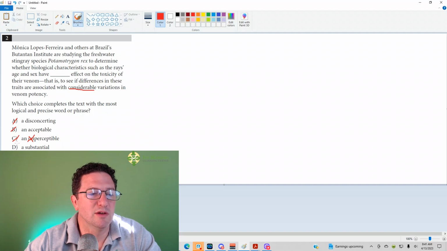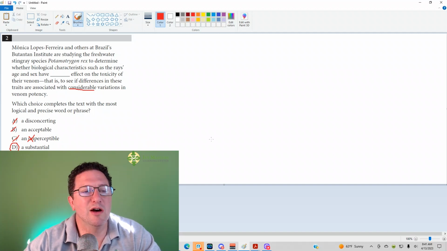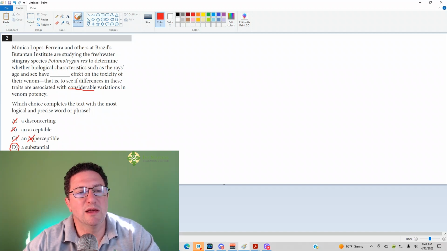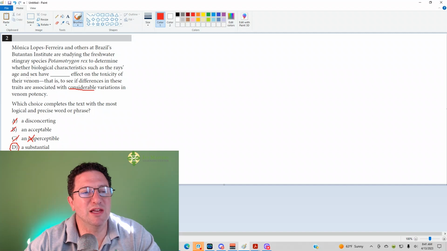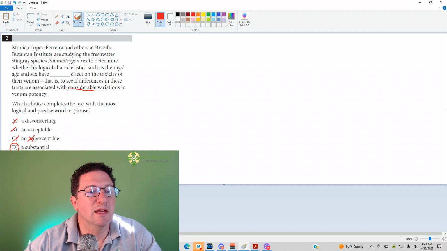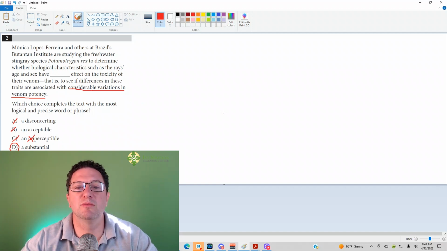Substantial. If it's substantial, then it's certainly enough, and usually a little more than enough. So that would be a considerable variation in the venom's potency. So once again, characteristics such as the ray's age and sex would have an effect, such an effect that it's going to make a considerable variation in the venom's potency. It's going to be substantial, more than enough.